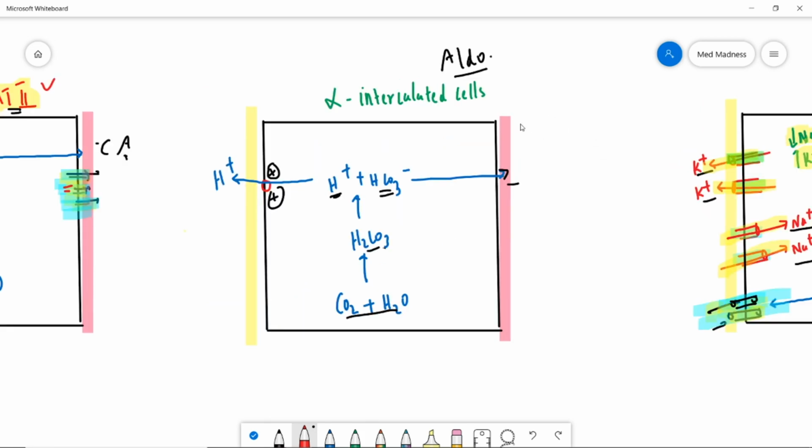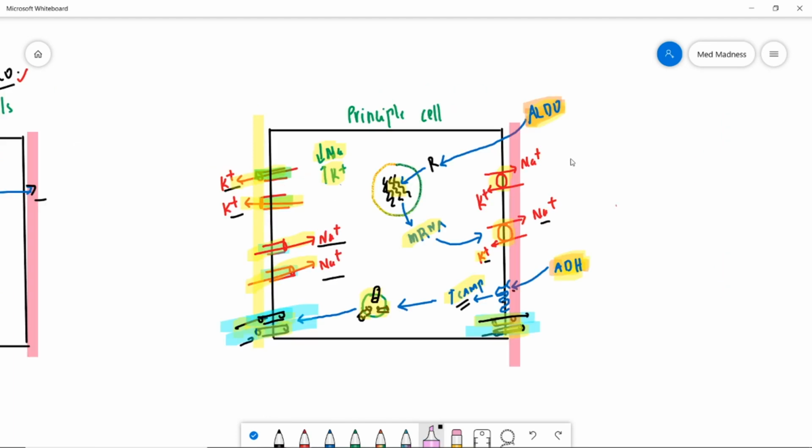One more additional point about the alpha intercalated cells. Now the aldosterone acts on this pump, the hydrogen ion ATPase. So there is increased secretion of hydrogen ions into the urine. And this cell is the most important cell for the renin angiotensin aldosterone system.